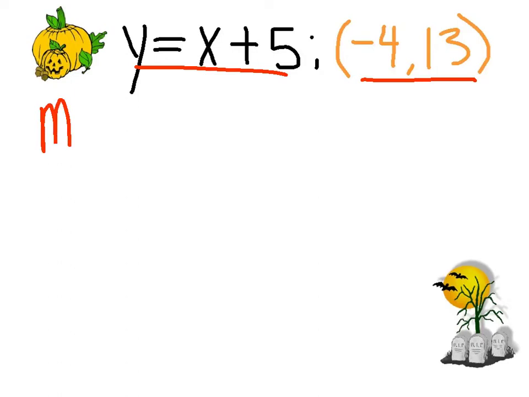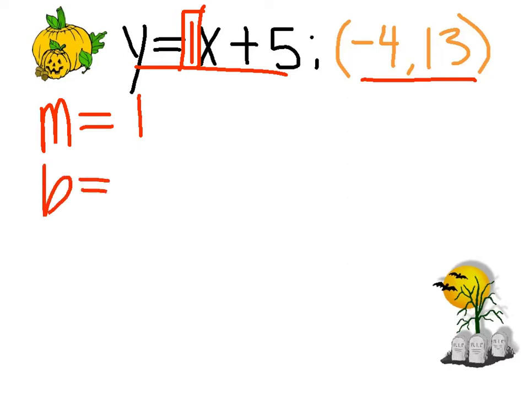The slope of our new line. If they're parallel lines, what's our slope for our new line going to be? 1. That's right, it's going to be 1. We get that from our line that we have. The line that we have is y equals x plus 5, so our slope is 1.